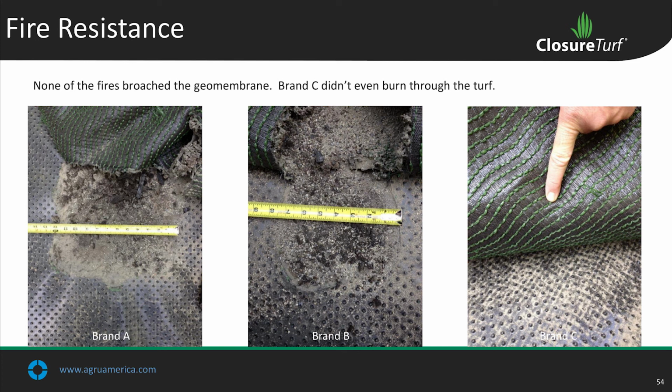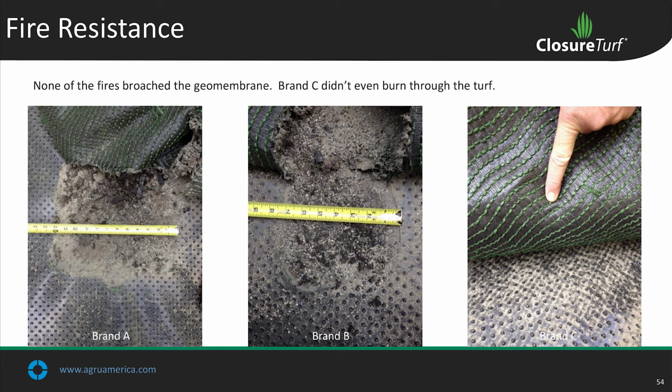So what was found here is none of the fires broke through the geomembrane. It didn't burn through the Super Gripnet. It melted it, but it didn't burn it. And more, the fire did not propagate away from the brands themselves. Some of the turf tips around the brands got melted, but fire did not spread.